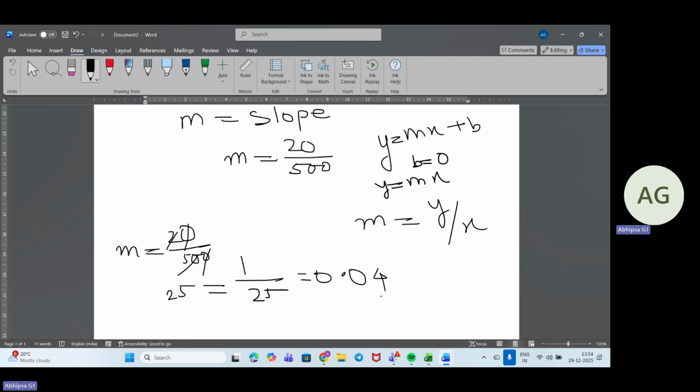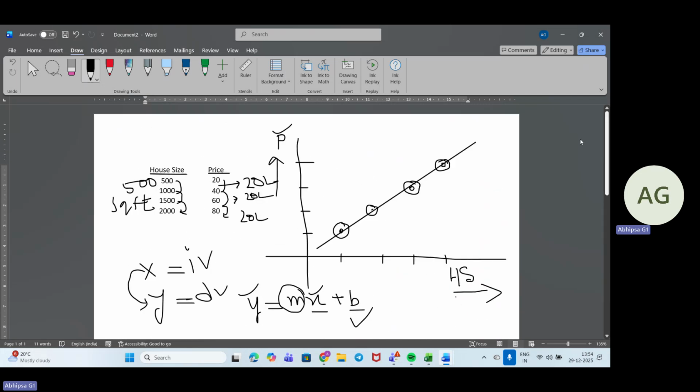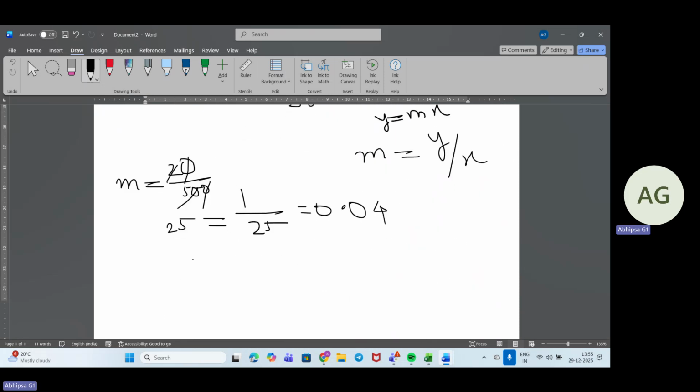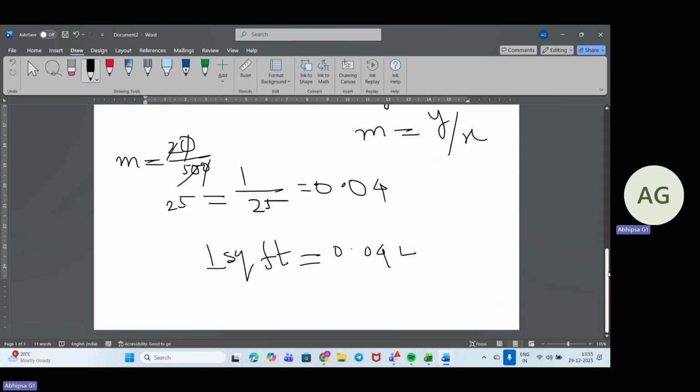So that means for 1 square feet, the price is increasing by around 0.04 lakh. Suppose the size is 501 square feet, then the value would be 20.04 lakhs, because for every 1 square feet, the value increases by 0.04 lakhs. Okay, so this is how we have calculated m, that is the slope.